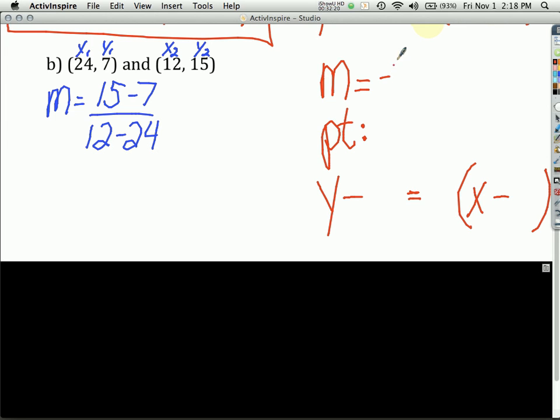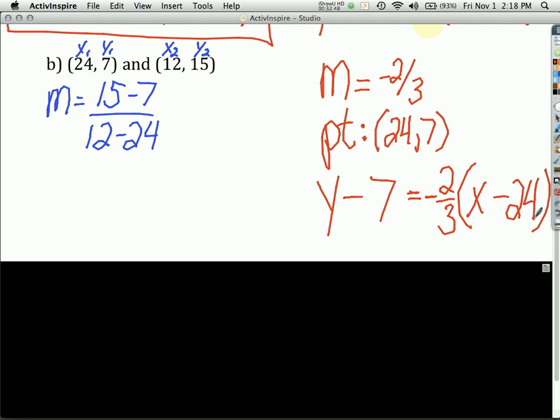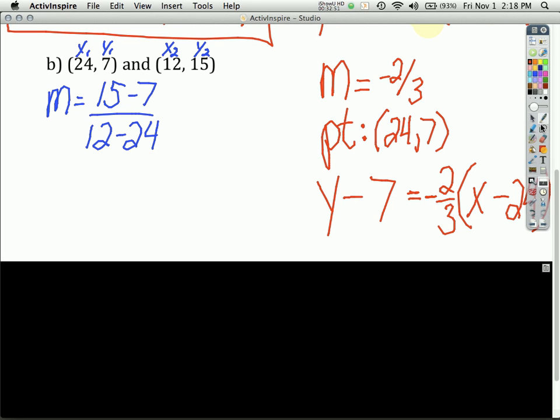Very good. So the slope is negative 2/3, and so we already know that this is going to be part of the form. So now we need one of the points. Which point should we use? Anil? Sure, we'll use the first one. So we're going to use 24, 7. So now you need to plug the information in the right place. The 7 goes here with the y, and then the 24 goes here with the x. And that is point slope form of an equation.